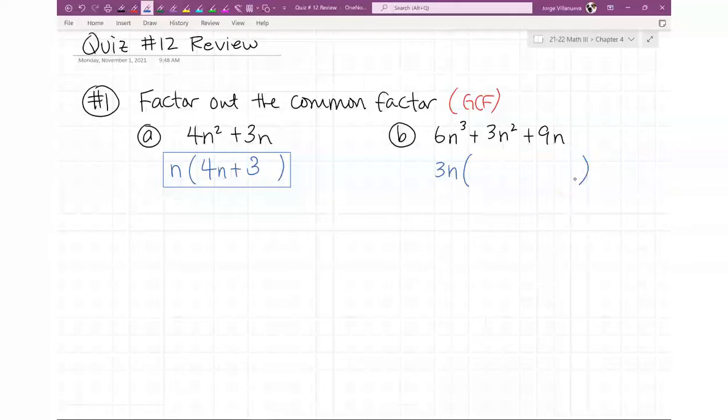With that 3n being out, if I take out a 3n from 6n cubed, what's left over? Careful with the 3. Not a 3, a 2, right? But I see what you're doing. You took half of it away, right? It would be a 2n squared plus, what happens to the 3n squared? Just n. And then what happens to the 9n? A 3.